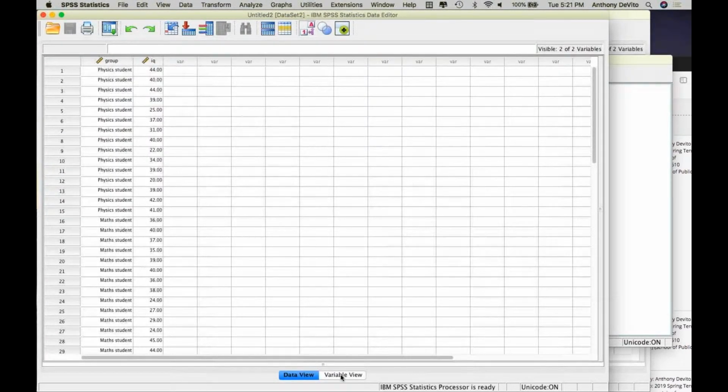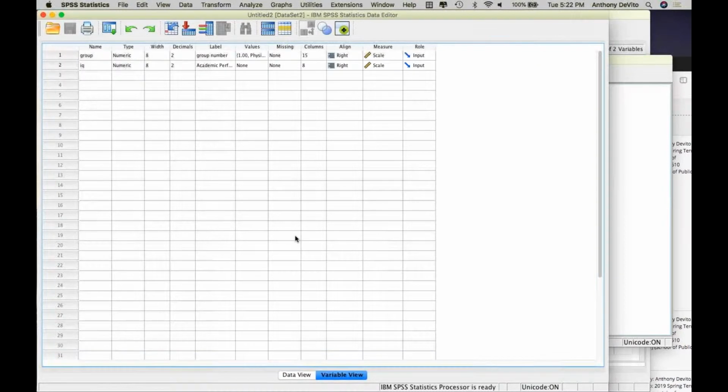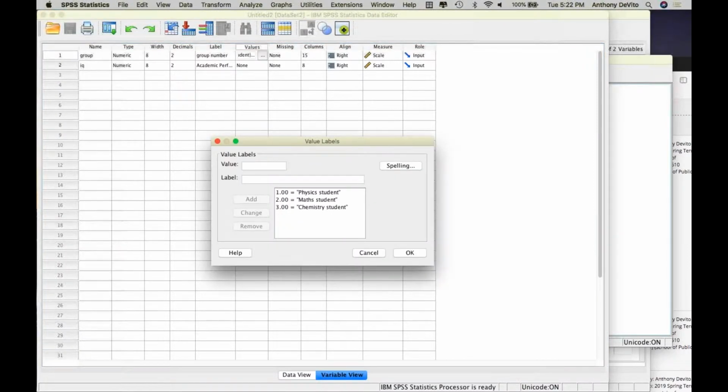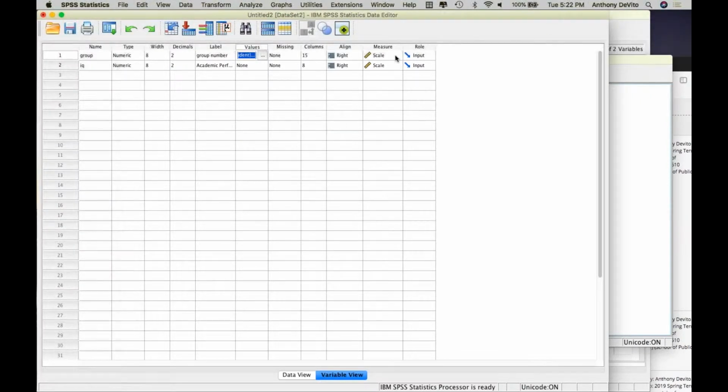Okay, here we go. I'm going to look at the variables first. There are two variables here. The first variable is called group. The second variable is IQ. So this is the results of an IQ test. If I look at the group variable, it says scalar, but you want to know something. Look, it has different values: 1 represents physics students, 2 represents math students, 3 represents chemistry students. So that is not a scalar variable. That's a nominal variable, or categorical variable.